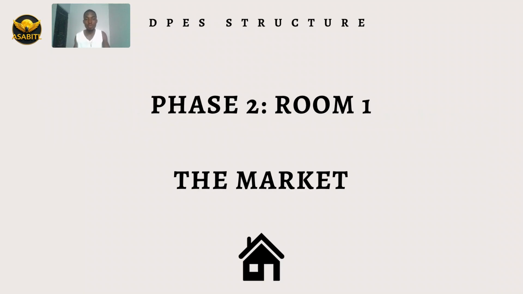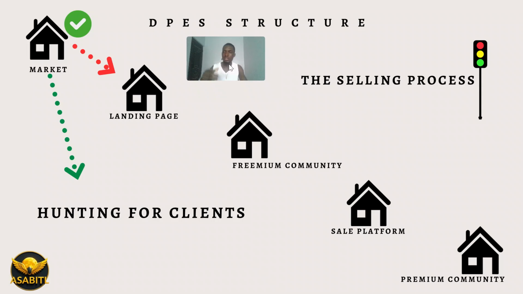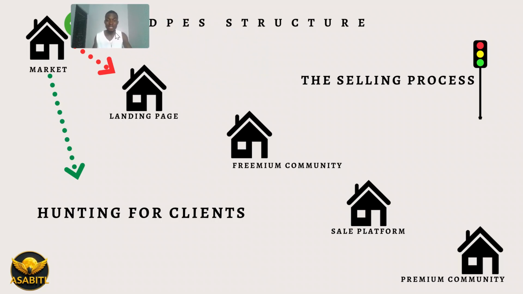So in room one of phase two, we have the market. This is where the deal starts, because you take a product to the market, and then from the market you have your customers. They think, this thing is fine, I think this thing will help me, I think this person has the solution to my problem. You understand? That's the market, and you can see the market here. Hunting for clients is what we do at this very stage.